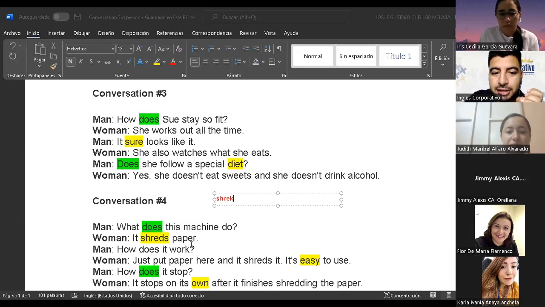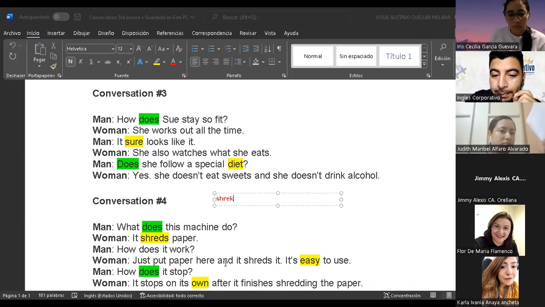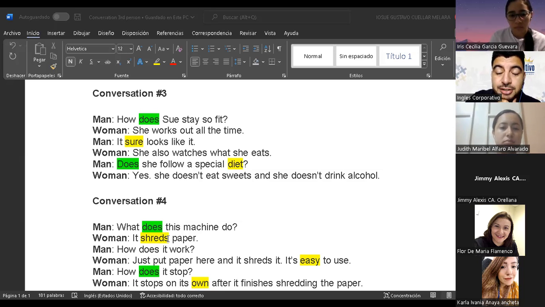¿Cómo funciona esta máquina? Rasga papel. ¿Cómo funciona? Work significa trabajar, pero también significa funcionar. How does it work? Just put the paper, solo pon el papel aquí y eso lo rasga. Es fácil de usar. ¿Cómo se detiene? How does it stop? It stops on its own. Se detiene por sí sola. Después que finaliza de rasgar el papel. And here we have does shreds. Como Shrek, pero shreds. Easy. Does own. Own. Okay.